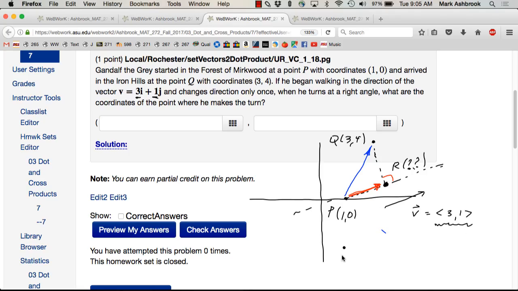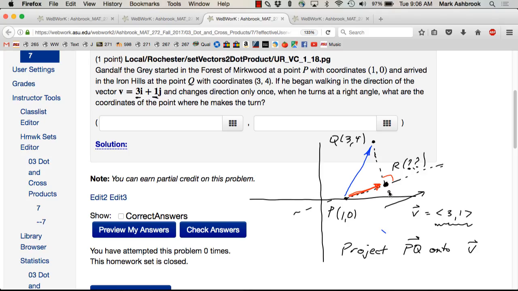So we're going to project PQ onto V, and that will give us the red vector. And then we have point P. The red vector gives us the coordinates of point R easily. Questions on that one? So that's the roadmap for that problem.